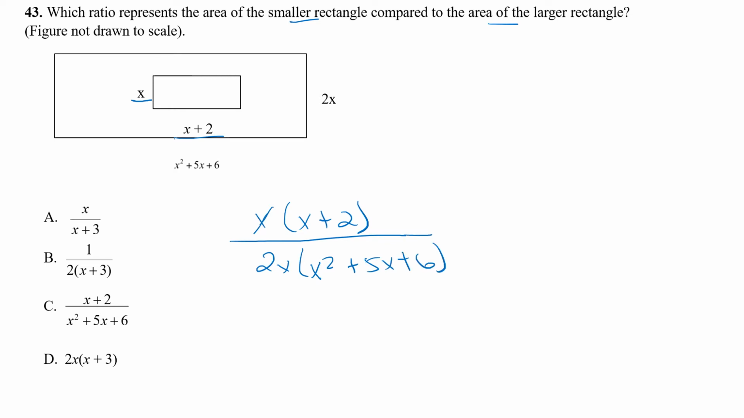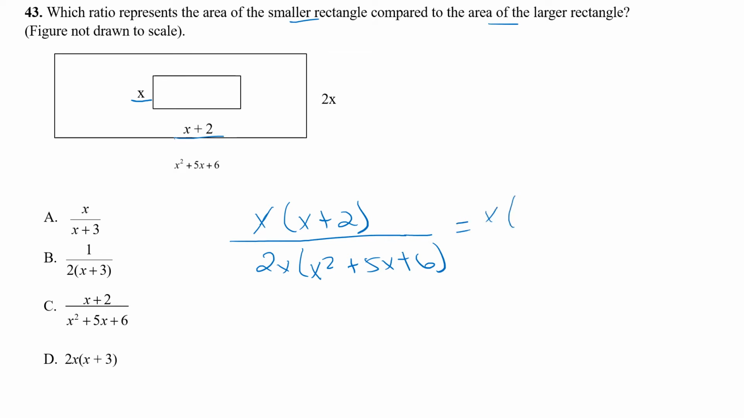And what I'm noticing here, I'm noticing that my answer choices are actually factored here, and I'm given the top in factored form if I don't multiply it through. So I'm going to try to factor the bottom here.